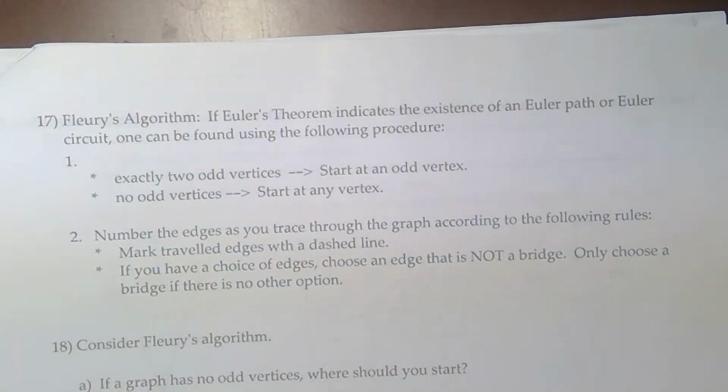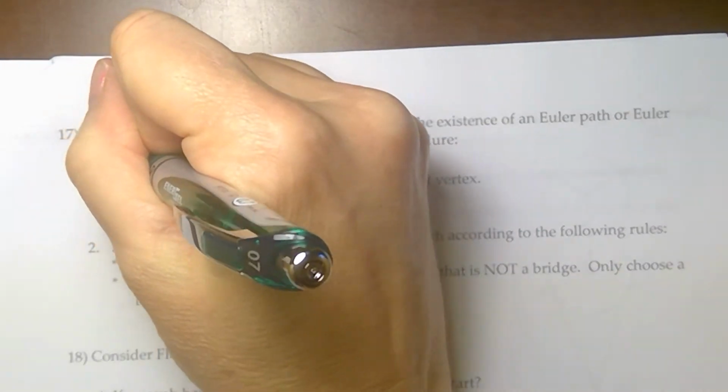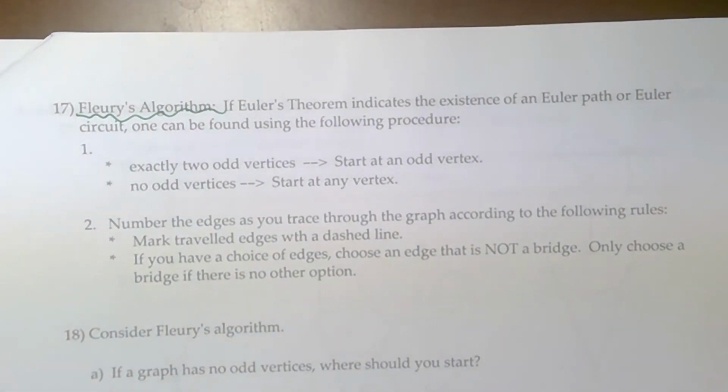Now we're going to talk about Fleury's algorithm. Fleury's algorithm helps us figure out how we can find an Euler path or circuit, if we have one. So we start by looking at Euler's theorem and thinking about whether or not we can expect one, and then we use Fleury's algorithm to help us find it.